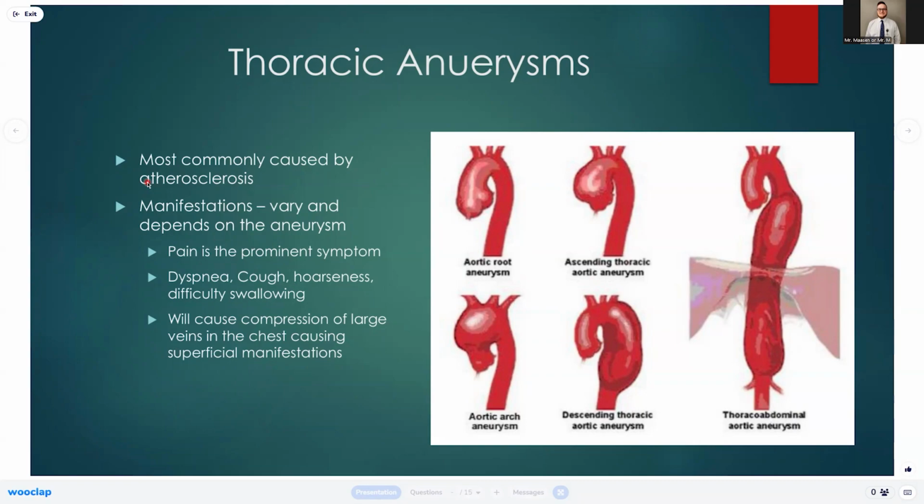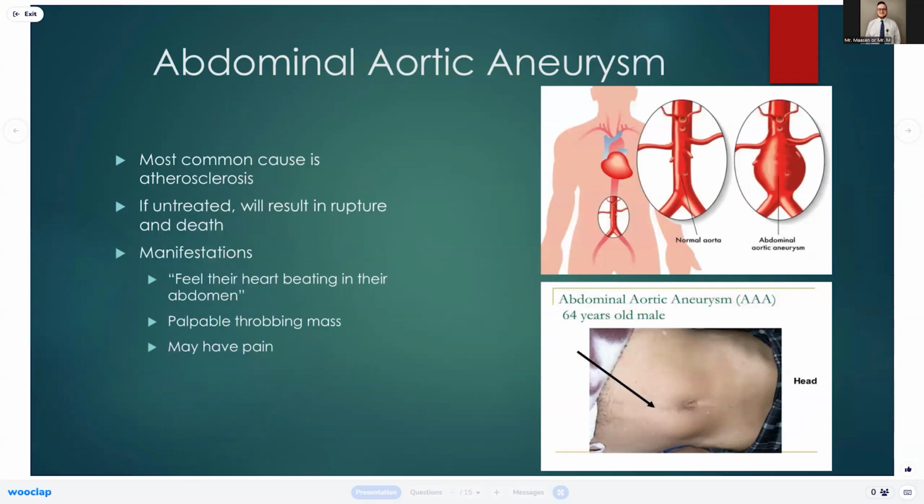Manifestations or symptoms associated with aneurysms depend on where it's at. Pain is usually the predominant symptom, but you could have some respiratory pressure on the lungs, so cough, or difficulty swallowing if it's an artery in your neck, like the carotid artery has an aneurysm, which is more rare, but it could compress veins and other tissues around it. So the biggest risk factor for development is definitely hypertension, atherosclerosis.